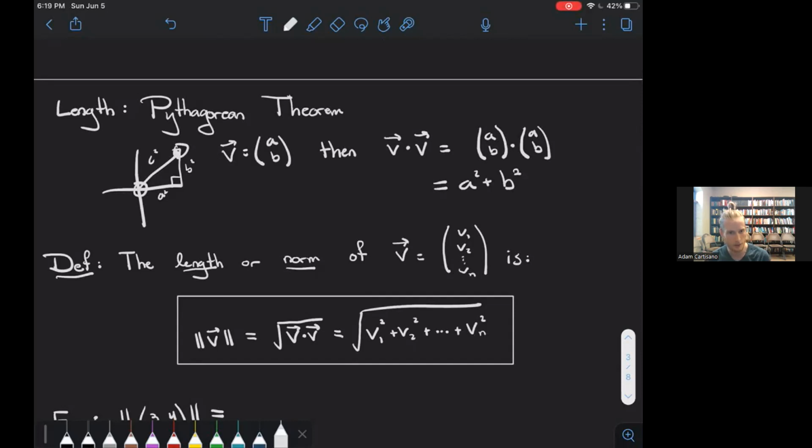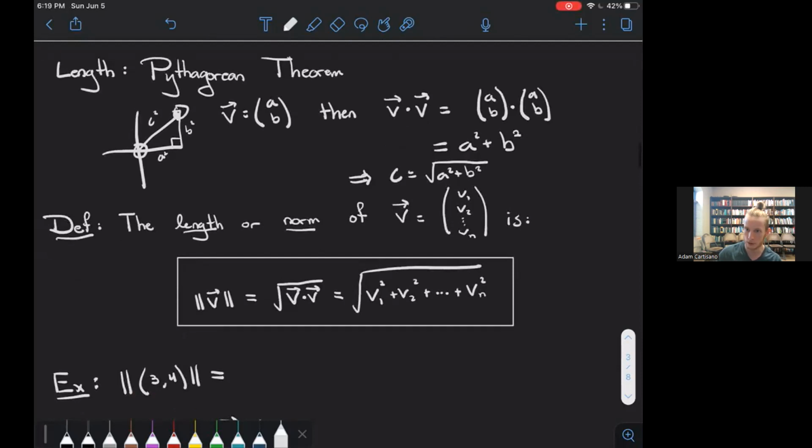Now, if that looks an awful lot like the square of the distance from the initial point to the terminal point, you're absolutely right. C is just the square root of a squared plus b squared. The positive square root because in theorem 1.2, part 4, we specifically said that the dot product of a vector with itself is always a positive number. And we just take its square root. The square root of a positive number will still be a positive number.